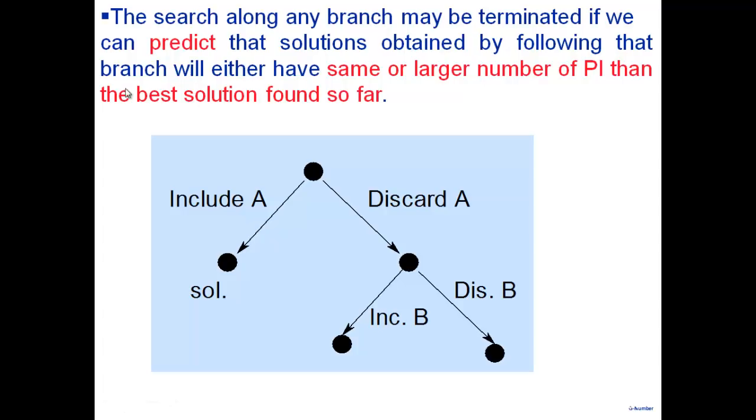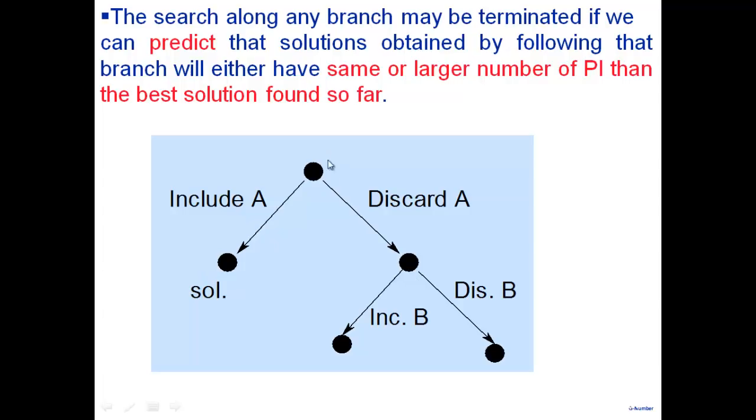Correct? I found a solution here. If I go along this particular path without actually finding the solution, and I can predict that the solution will have either the same number of prime implicants or more, say at least 3 or at least 4 implicants, then I don't need to go and find the solution. I already have a solution with 3. I don't need to go here. This itself is optimal.